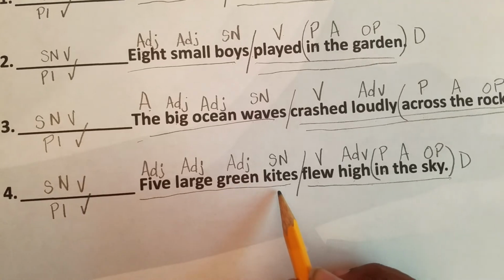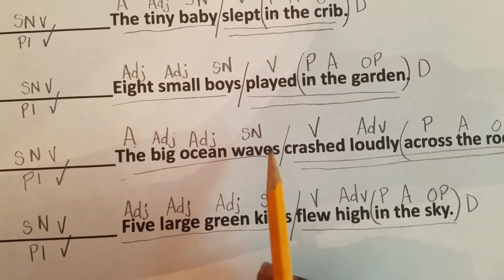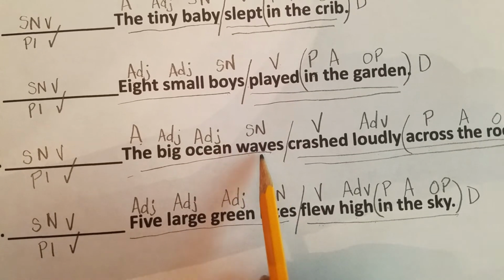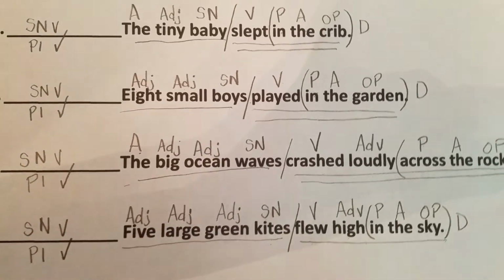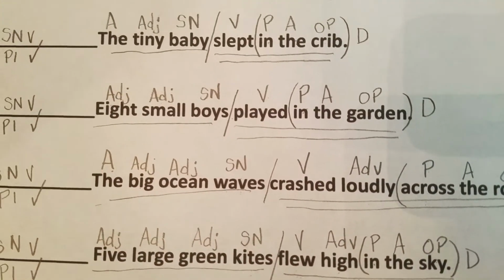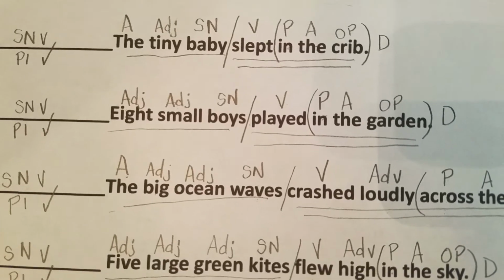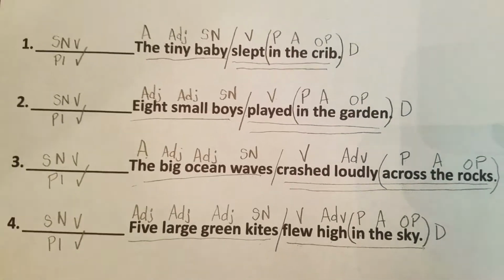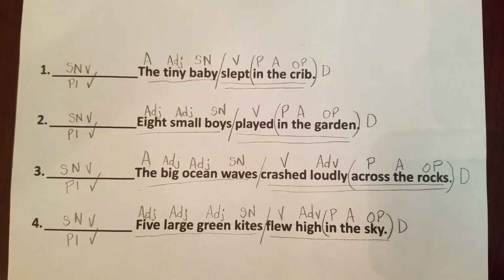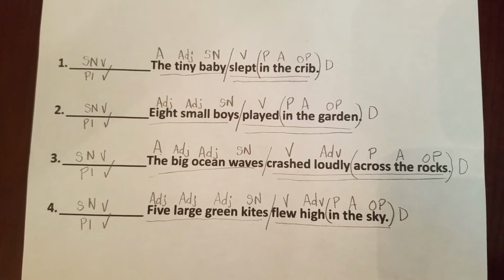And we know kites is the simple subject. Flew is the simple predicate. Waves is the simple subject. Crashed is the simple predicate. Boys is the simple subject. Played is the simple predicate. And baby is the simple subject. Slept is the simple predicate. That's important because you'll be asked that on your Shurley Grammar quizzes or tests.